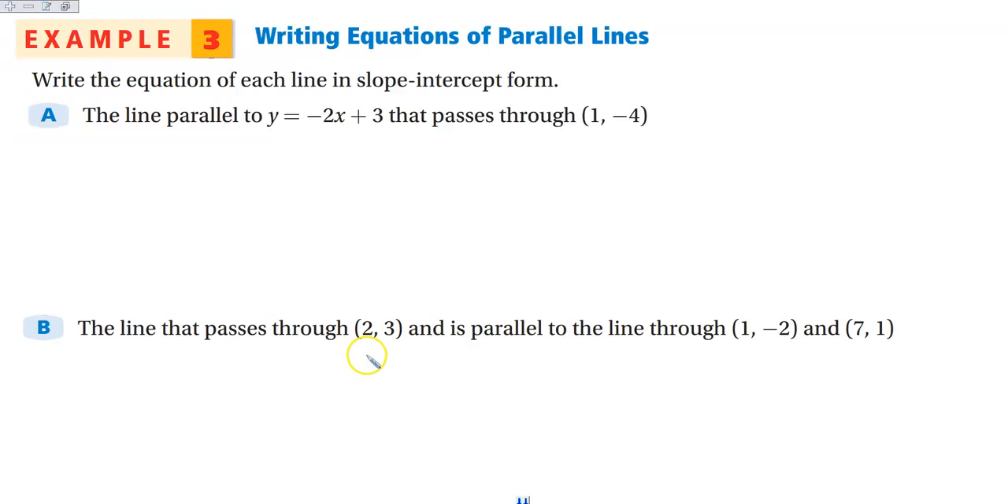All right, welcome back to 3.6. So we're moving on to example 3. We just talked about what the slopes of our parallel and perpendicular lines are. Now let's actually talk about writing the equations of those parallel and perpendicular lines.